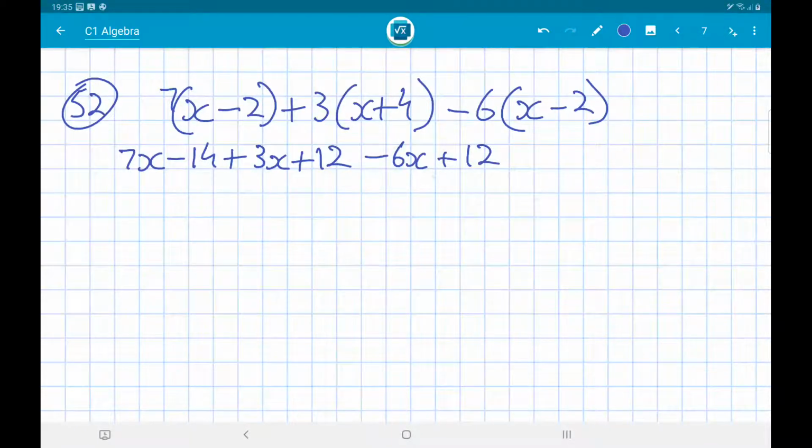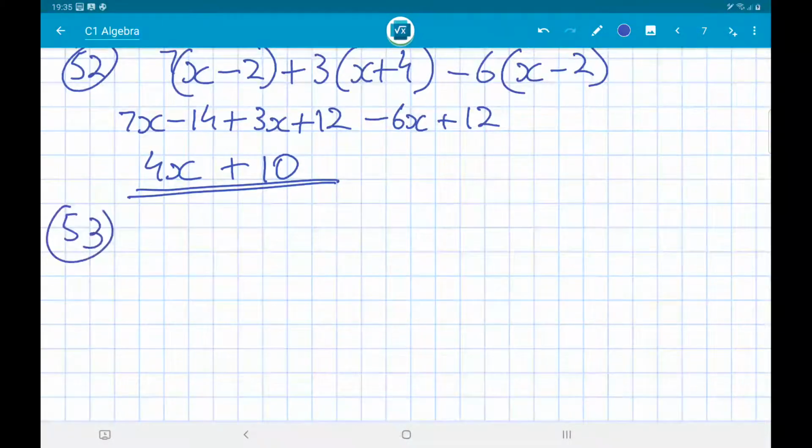Okay, so you get 7 plus 3 is 10, minus 6 is 4, 4x. Then you get minus 14 plus 12 plus 12. So that leaves you with 10, I believe. So minus 14 plus 12 is minus 2, plus 12 is 10, plus 10. And I do believe that is the final expansion.